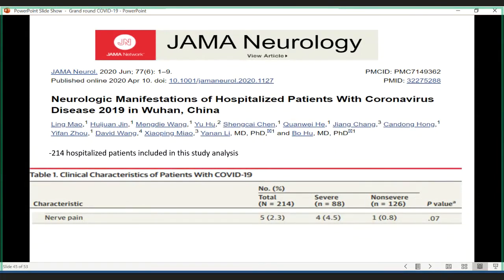Another complication with COVID-19 is nerve pain. In the Wuhan study of 214 patients, they found 5 patients complaining of nerve pain. Of those 5 patients, 4 had severe disease and 1 had non-severe disease, which makes us think that this complication also tends to happen in patients with severe COVID-19 infection.